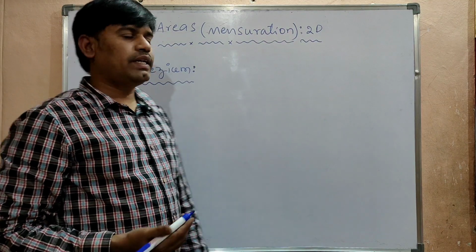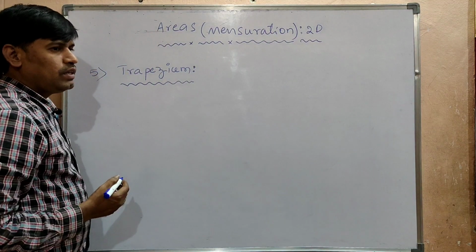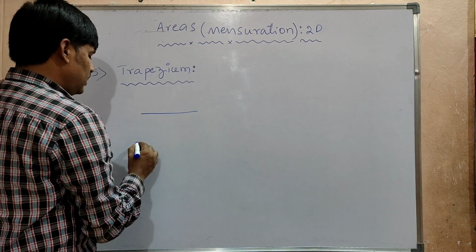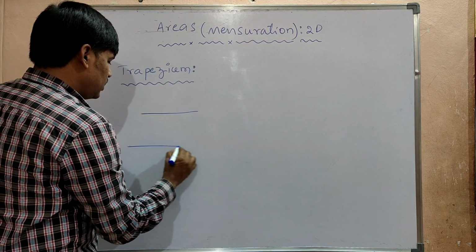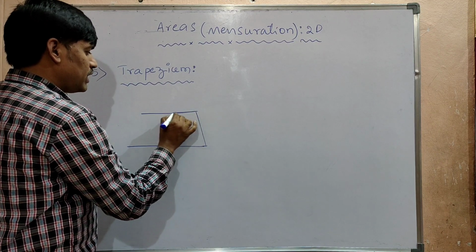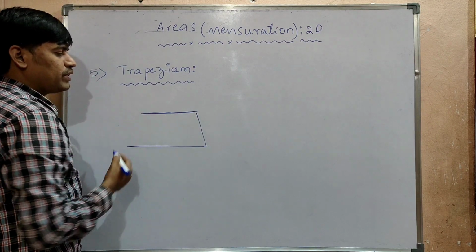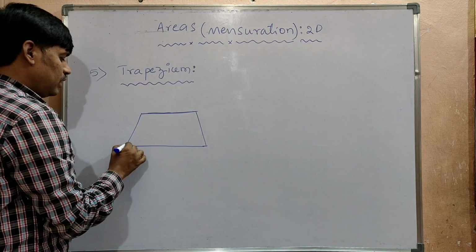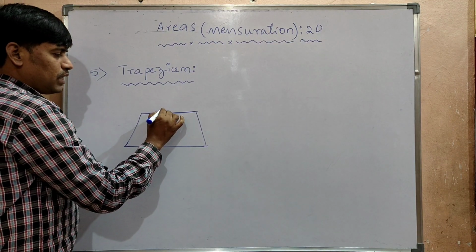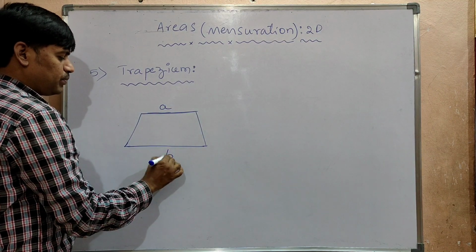Now I am taking the trapezium. What is a trapezium? It is a quadrilateral in which one pair of sides is parallel and the remaining sides are different. Here this is b.